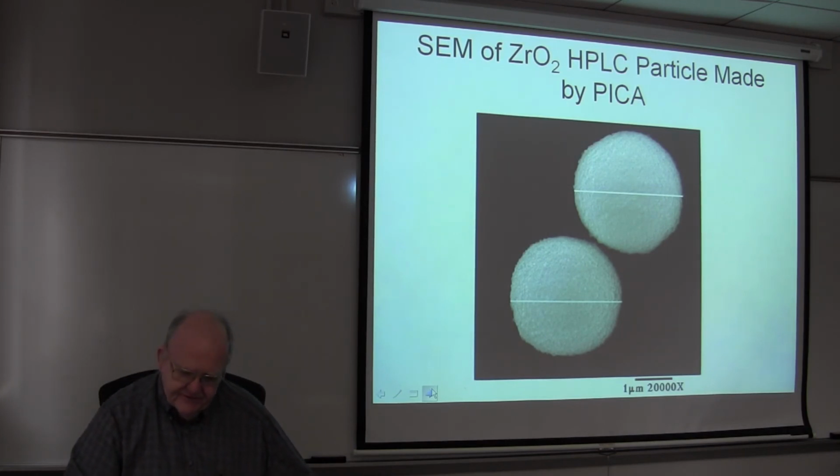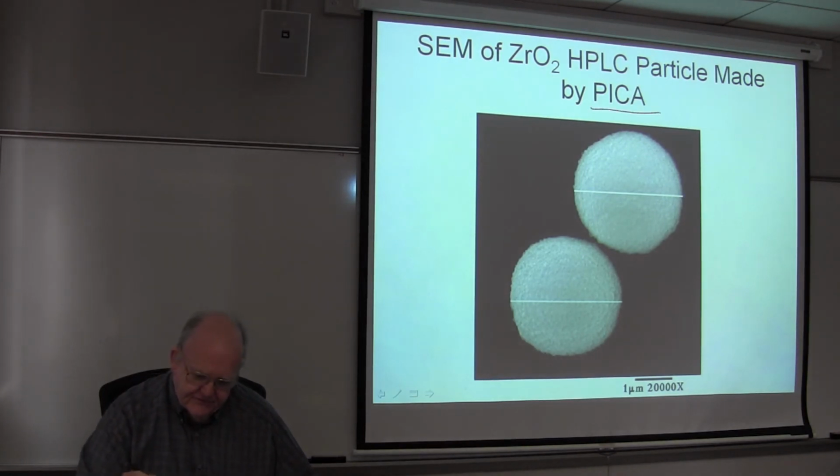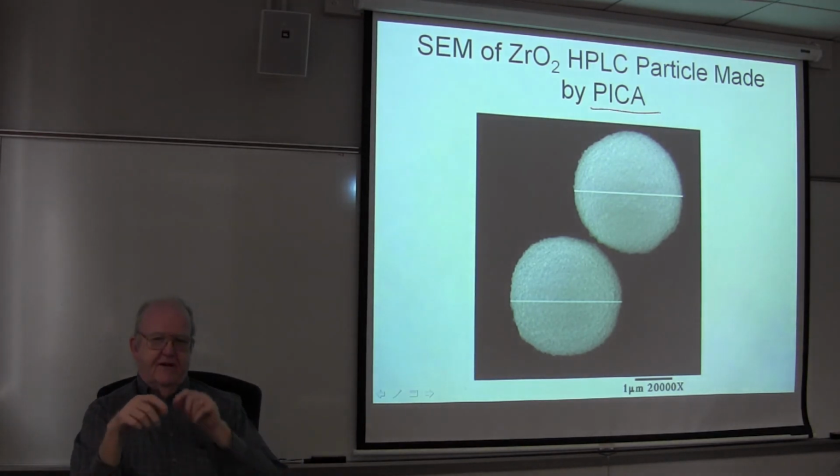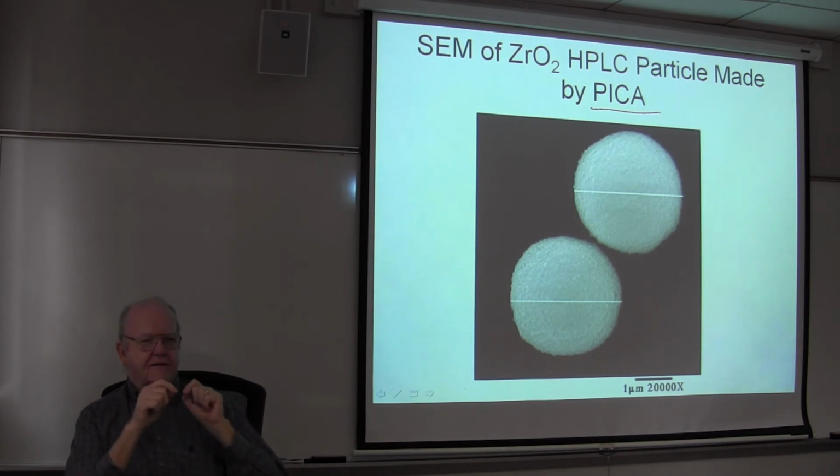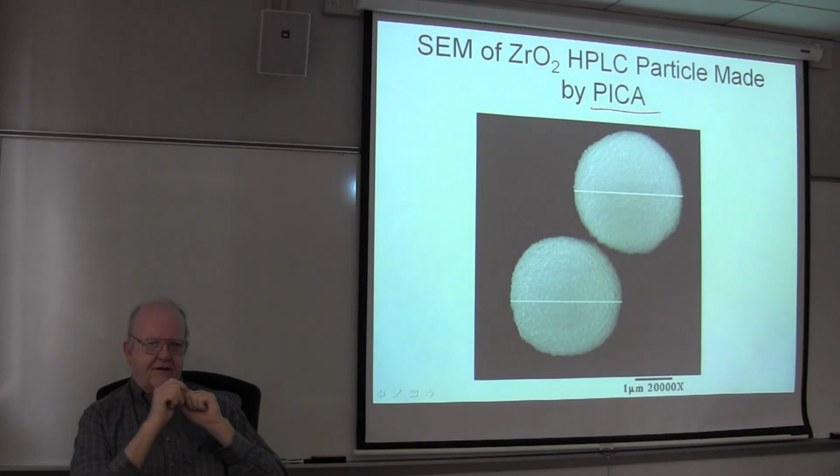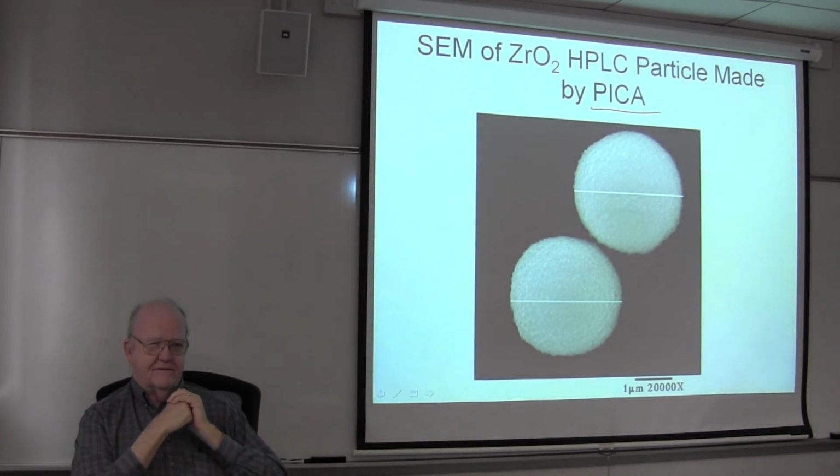These happen to be two zirconia particles made by the polymer-induced colloid aggregation process. These were not hand-selected to be identical in size. This is what comes out. There's no sizing involved after these are made. It's really a beautiful process.